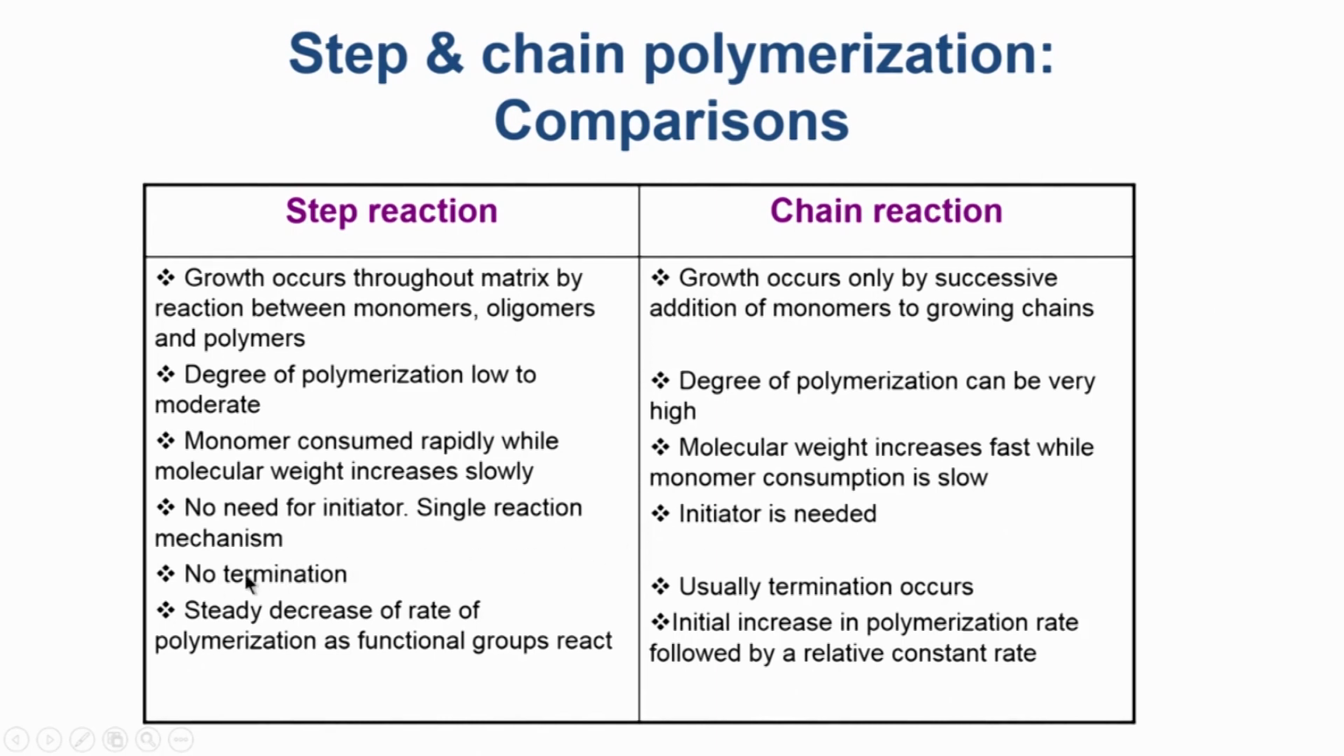In step reaction, no termination step is required. In chain reaction, usually the termination occurs through the combination and the disproportionation we talked about. As the functional groups react you have less and less monomer and then the polymerization rate decreases. However, in chain reaction initially there is an increase in the polymerization rate because the initiator is creating more and more reactive sites, and then it reaches a relatively constant rate till the monomer starts to deplete significantly.